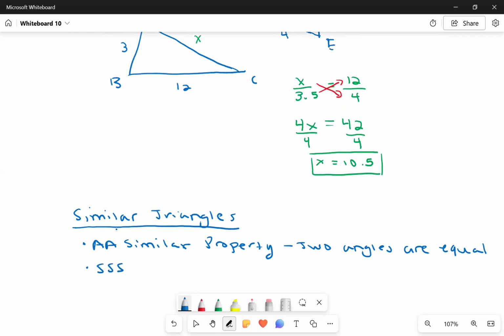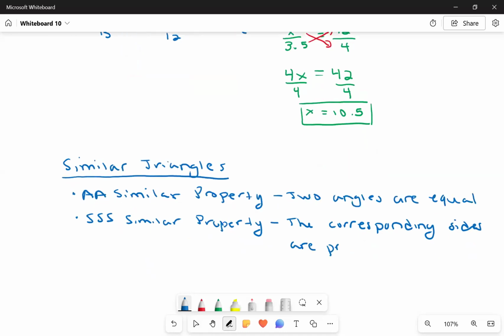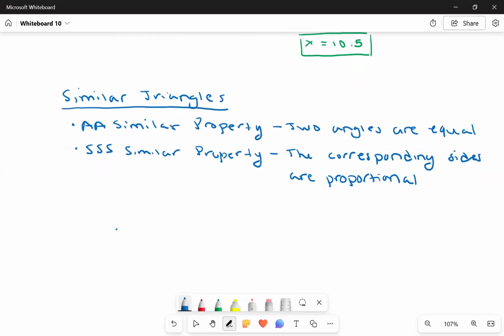The other property is when you have the three sides and they have that corresponding ratio. Okay, so this is called the triple side similar property, or SSS similar property. And in this one, we're saying that the corresponding sides are proportional, or they have the same ratio. That's what that means.